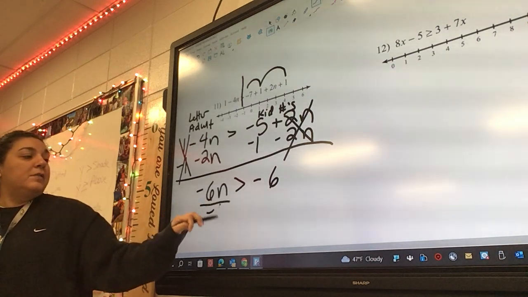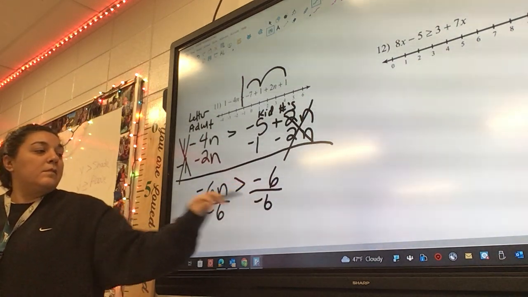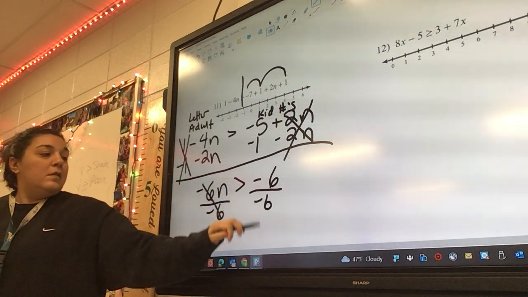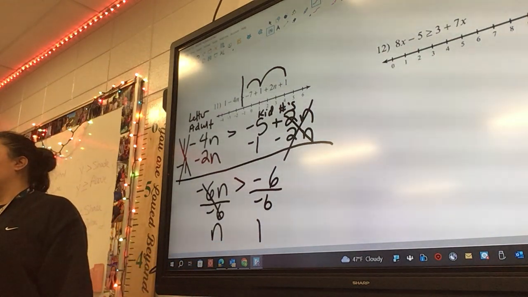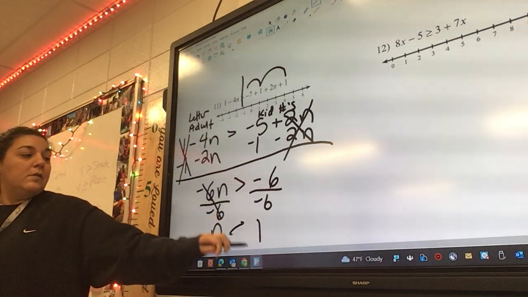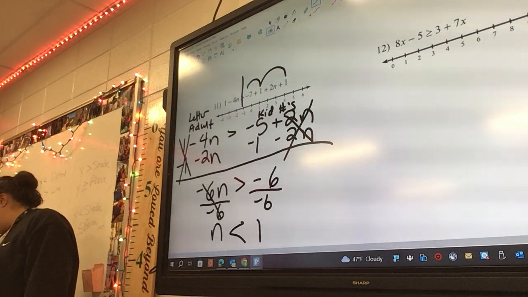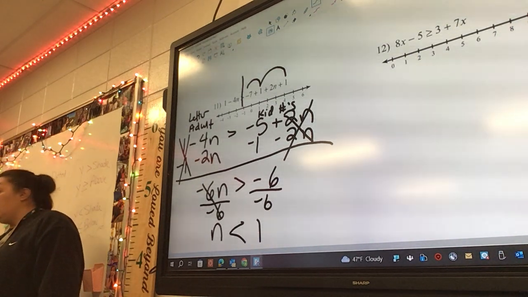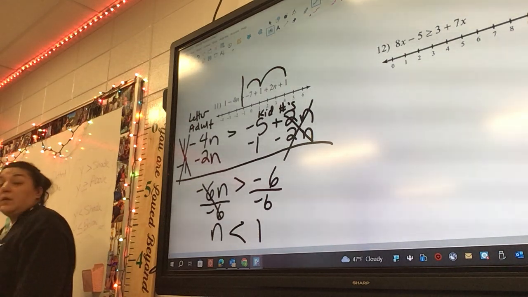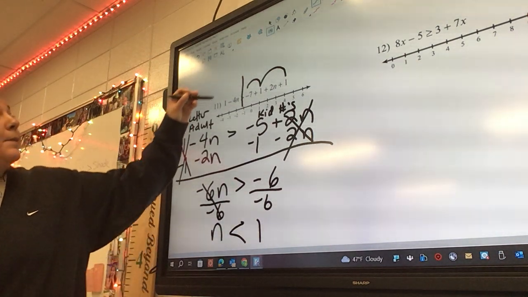Divide both sides by negative 6. Do we need to flip? Yes. Is that going to be open or closed on the 1? Open, going which way? To the left.